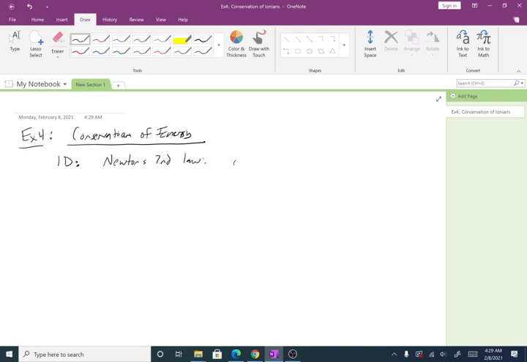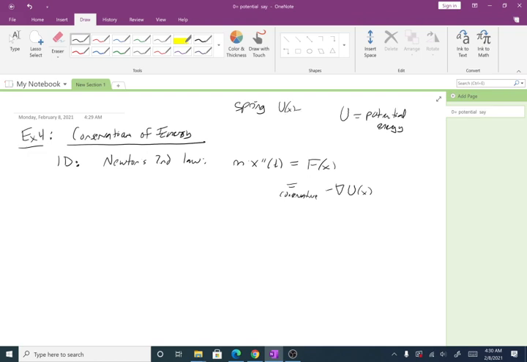And this says that the acceleration, ma, I'm going to call this x'' of t, is equal to the force. And if it's conservative, then it's the gradient of some potential energy. So for example, for the harmonic oscillator of the spring, U of x is just kx squared over 2.